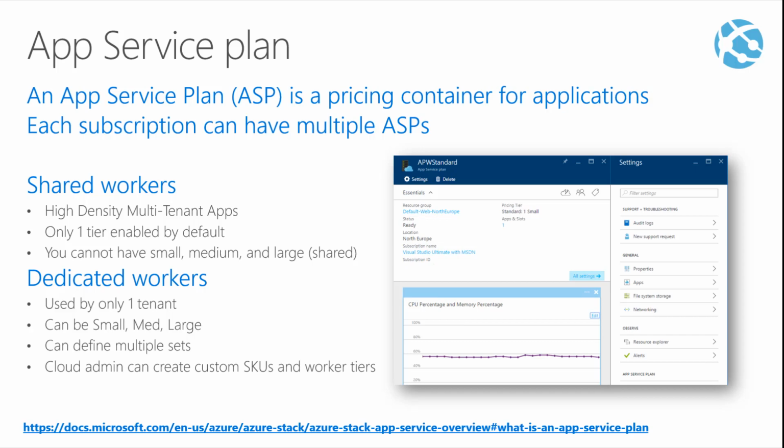And then the cloud admin can create custom SKUs and worker tiers for them. So if you saw the offers, plans, and quotas session, we talked about making add-on plans. So the way we could do this, we could have a custom SKU, we could have it as part of an add-on plan for that customer to be able to access these things.